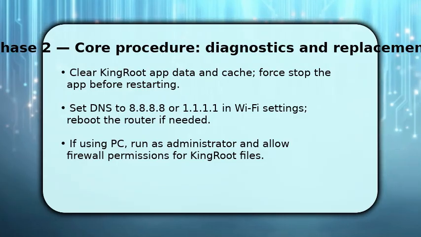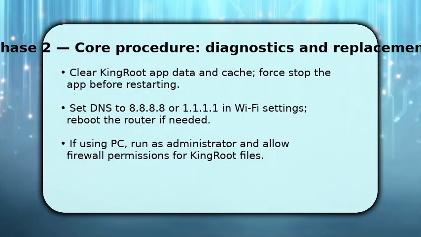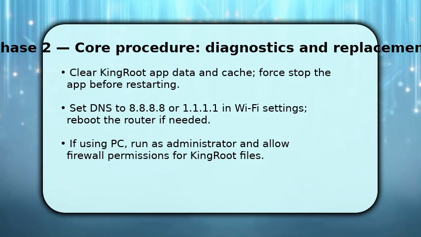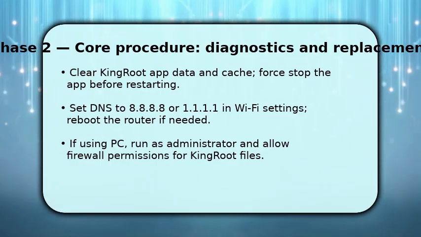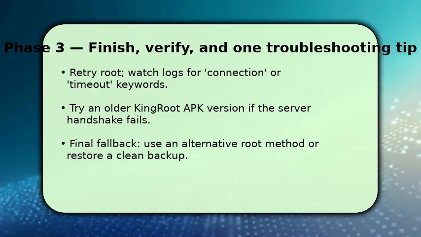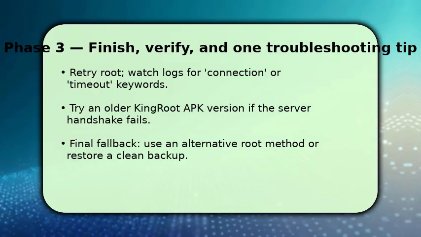If running Kingroot on a PC bridge, run the program as administrator and permit it through the firewall. These steps address name resolution and permission blocks that commonly trigger the network error. To finish, attempt rooting and monitor any on-screen logs for connection or timeout messages. That tells you whether it's DNS, handshake, or server issues.